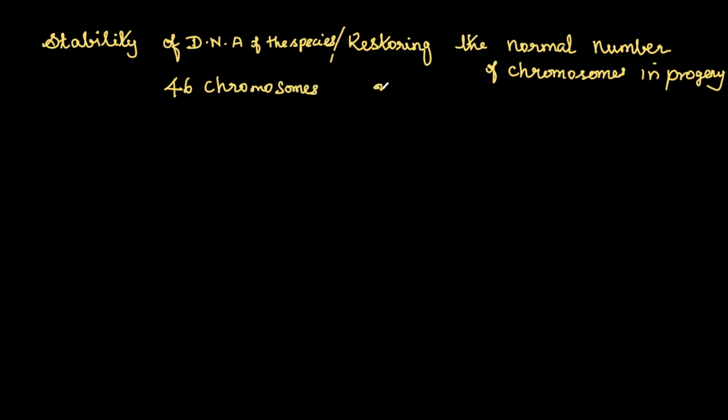Out of that, it is 23 pairs of chromosomes. Out of that, 22 pairs are body chromosomes, called autosomes. Only one pair is the sex chromosome.